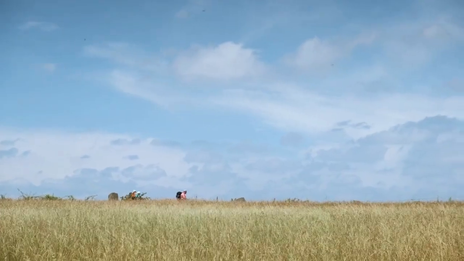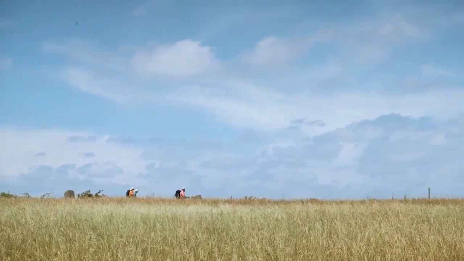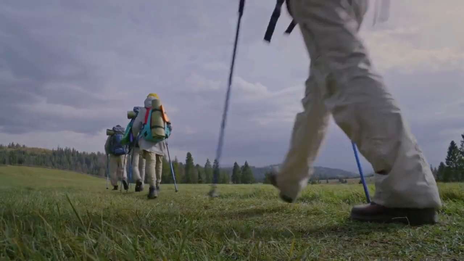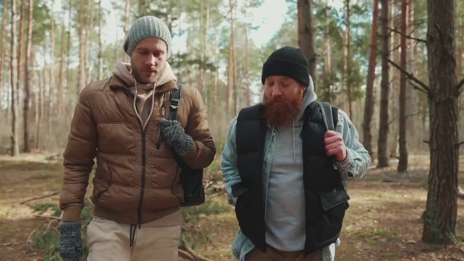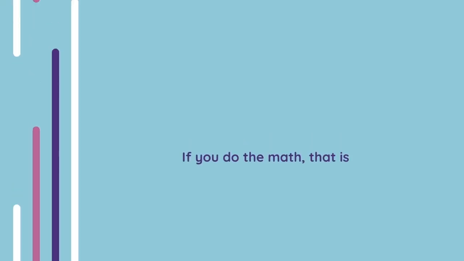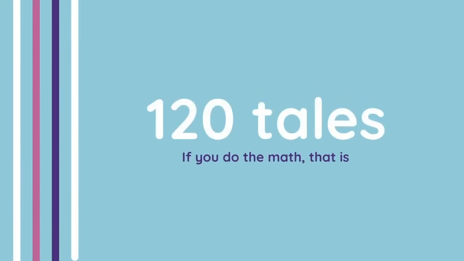I think it's time to understand Chaucer's original plan for the work. Yes, the plot revolves around a storytelling competition. Each of the 30 pilgrims was supposed to tell 4 stories. 2 on the way to Canterbury and 2 on the way back. If you do the math, that is 120 tales.